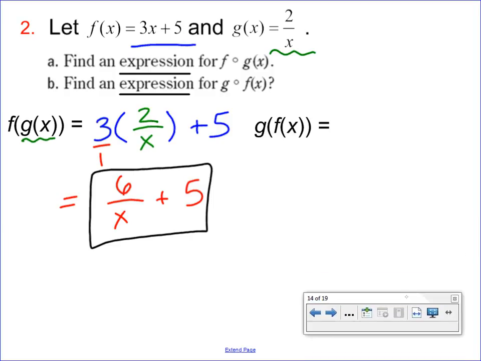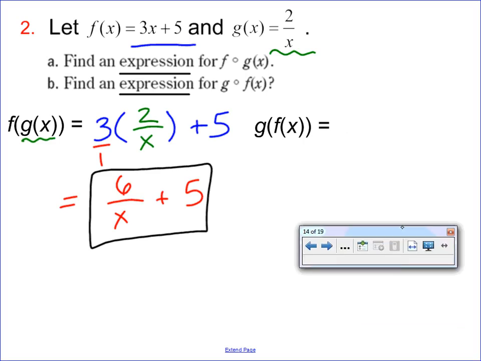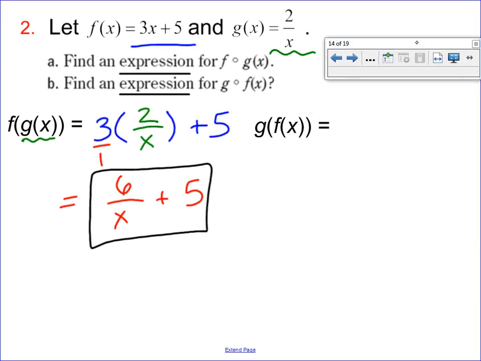Does order matter? Well, it certainly did for my function evaluations with the numerical value input. I wonder if it matters for an algebraic input. Let's go ahead and do the same thing. g of f of x says go to g's rule. g's rule is in green, 2 over input. So I'll write g's rule, 2 over input, except everywhere g accepts inputs, right there, that x, I'll replace it with f's rule in its entirety.